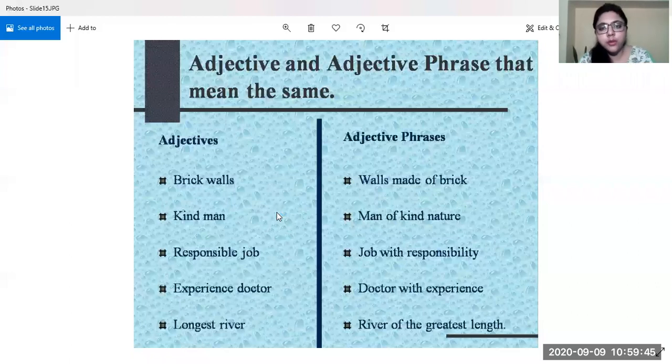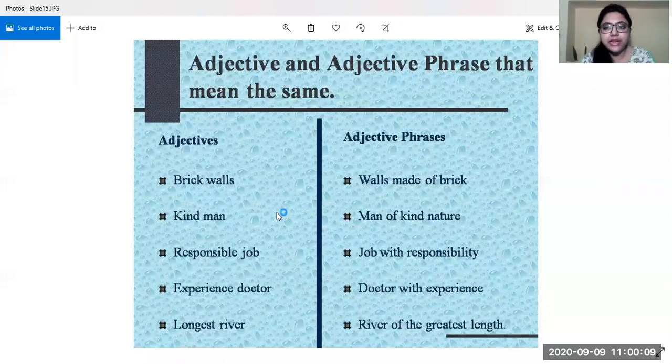The most common one is when we are talking about some material which has made a particular object, then we change it into "made of". We generally write "made of", like brick walls, so walls made of brick, or gold jewelry, jewelry made of gold.